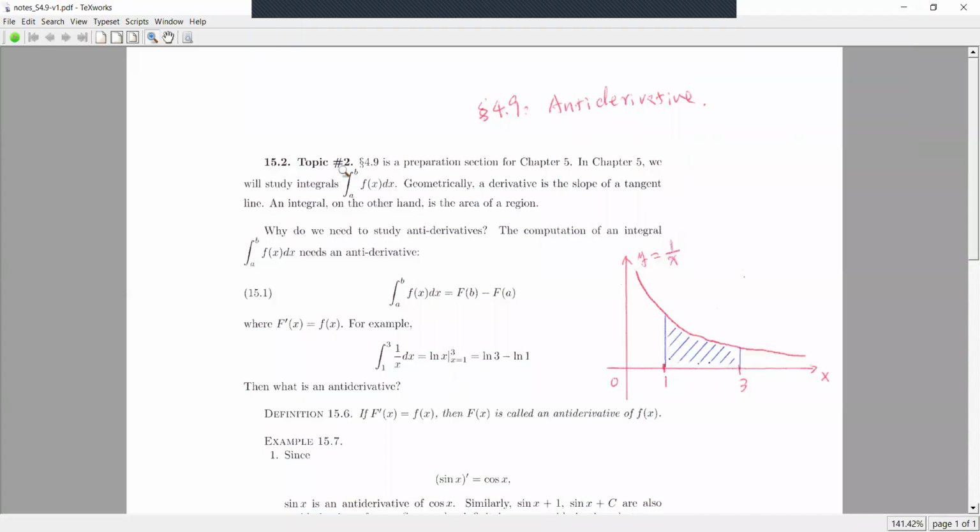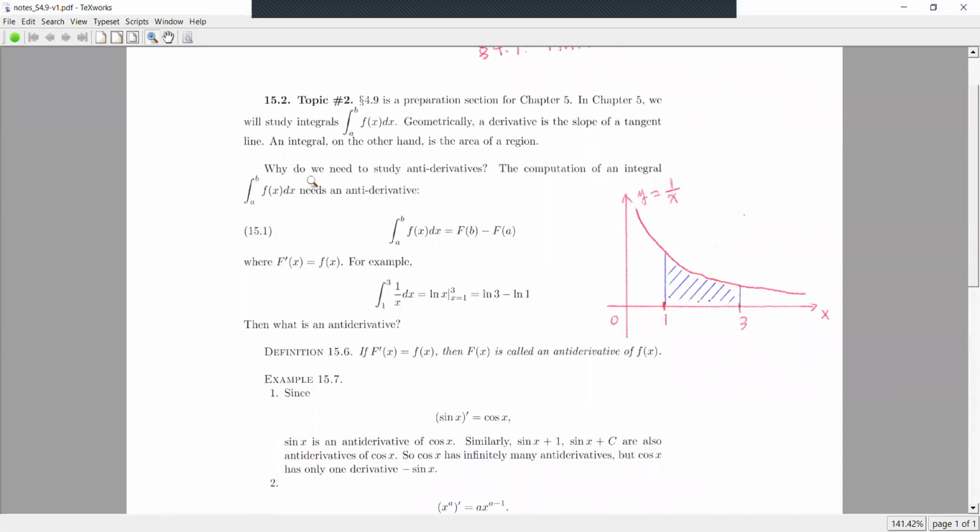Topic number 2 today. This topic is about section 4.9, anti-derivatives. 4.9 is a preparation section for chapter 5. In chapter 5, we will study integrals. Geometrically, a derivative is the slope of a tangent line. An integral, on the other hand, is the area of a region.